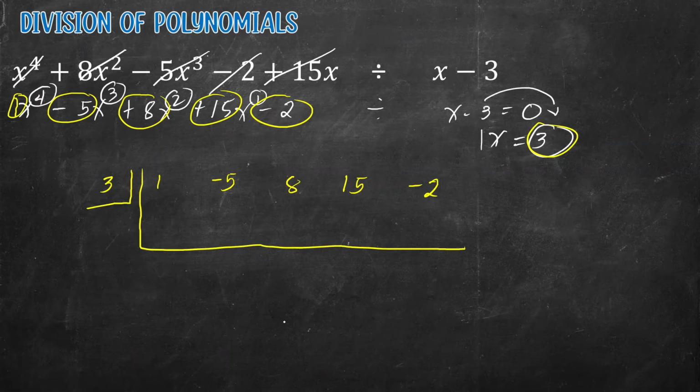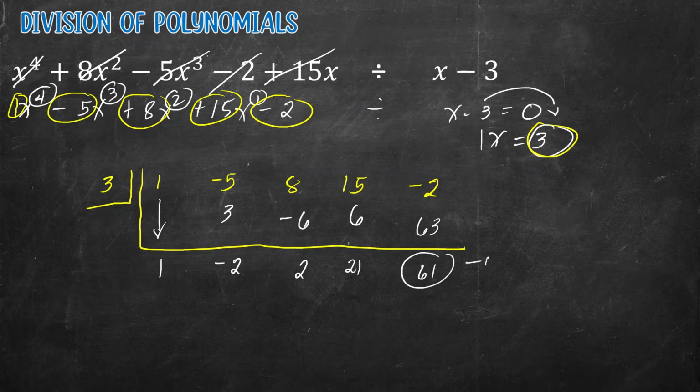Okay, the first step, again, bring down 1. 1 times 3 is 3. Negative 5 plus 3 is negative 2. Negative 2 times 3 is negative 6. 8 plus negative 6 is positive 2. And then 2 times 3 is 6. 5 plus 6 is 11. And 11 times 3 is 33. Negative 2 plus 63 is 61.